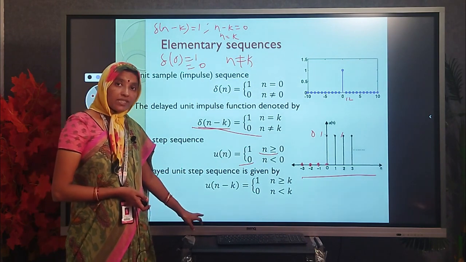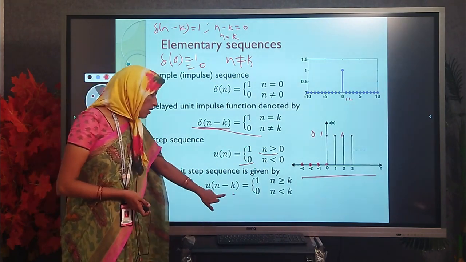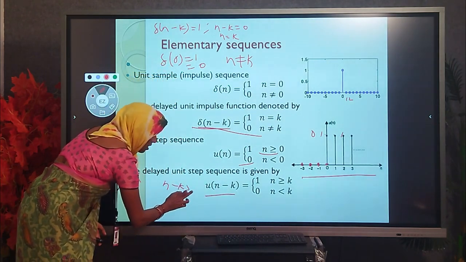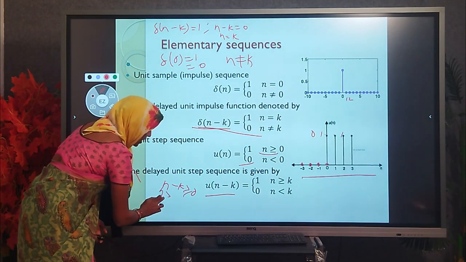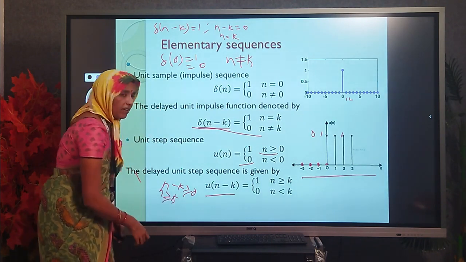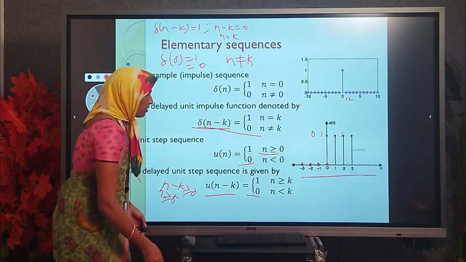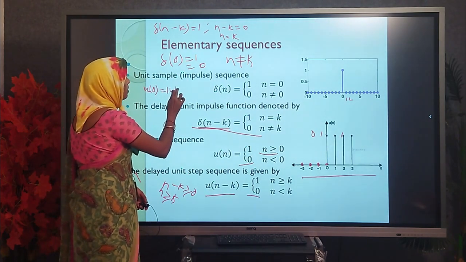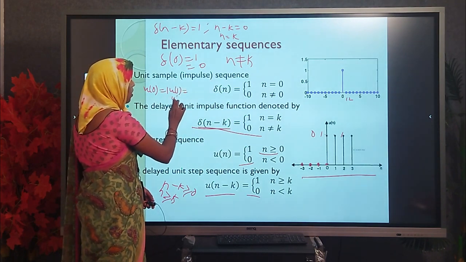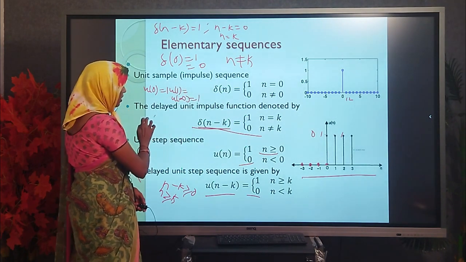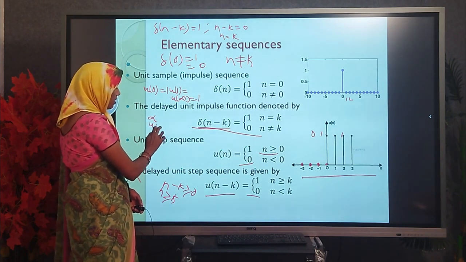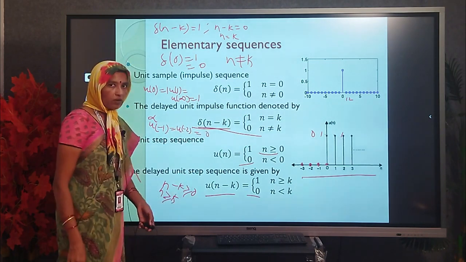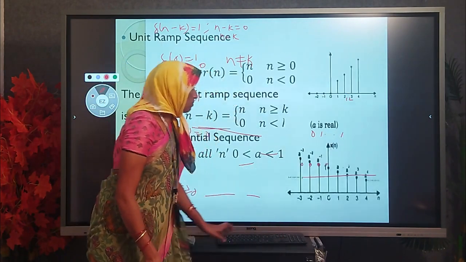And the delayed form of the unit step sequence is given by u of n minus k, that equal to 1 for n minus k greater than or equal to 0, means n greater than or equal to k. For n less than k, the value becomes 0. Means u of 0 equal to 1, u of 1 equal to 1 and so on up to u of infinity equal to 1. U of -1, u of -2 and so on equal to 0. So that is the concept of the unit step sequence.